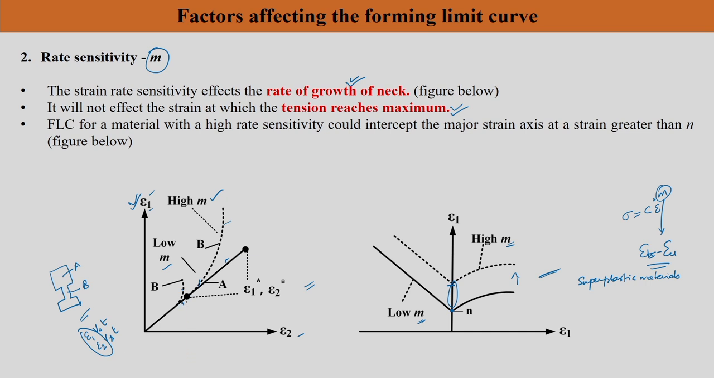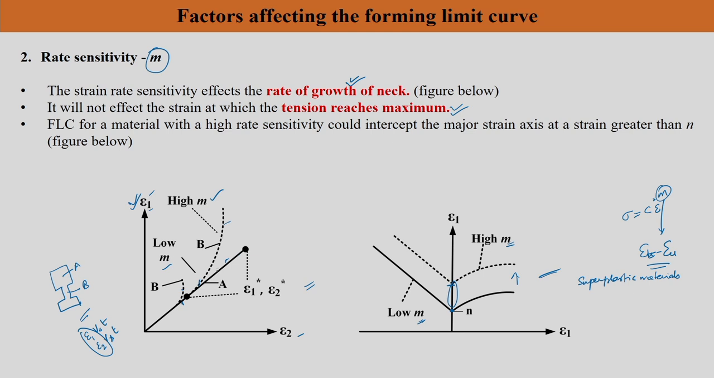Okay, so you will see that in the A region there is not much difference, but in the B region you will see that this unstable increase will happen a bit early, which also means that you may reach the limit strain a little early as compared to a higher M value. Okay, so that is the main difference between your material with higher M value and lower M value.